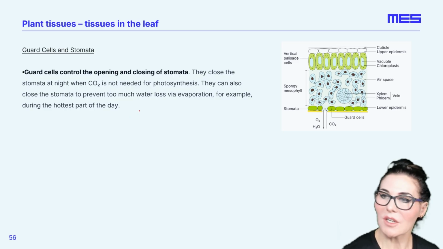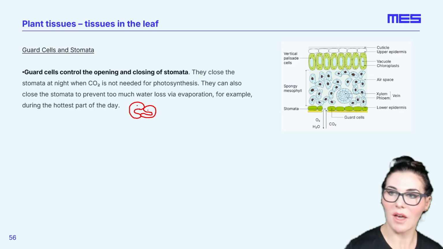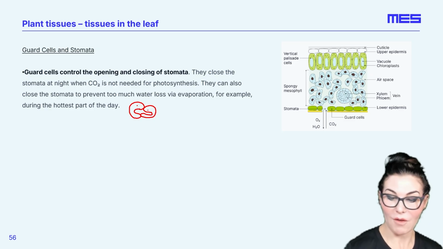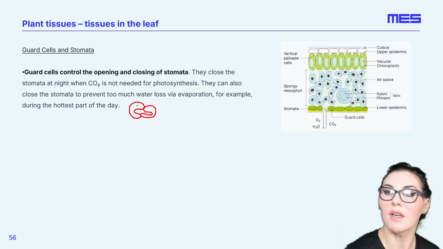They're a bit of a weird shape, the guard cells. They're like irregularly shaped cells. They're kind of curved shape, like so. And these two guard cells, when they sit next to each other, because of the shape that they form, they create the hole in the middle. It's literally a space in the middle that we call the stomata.